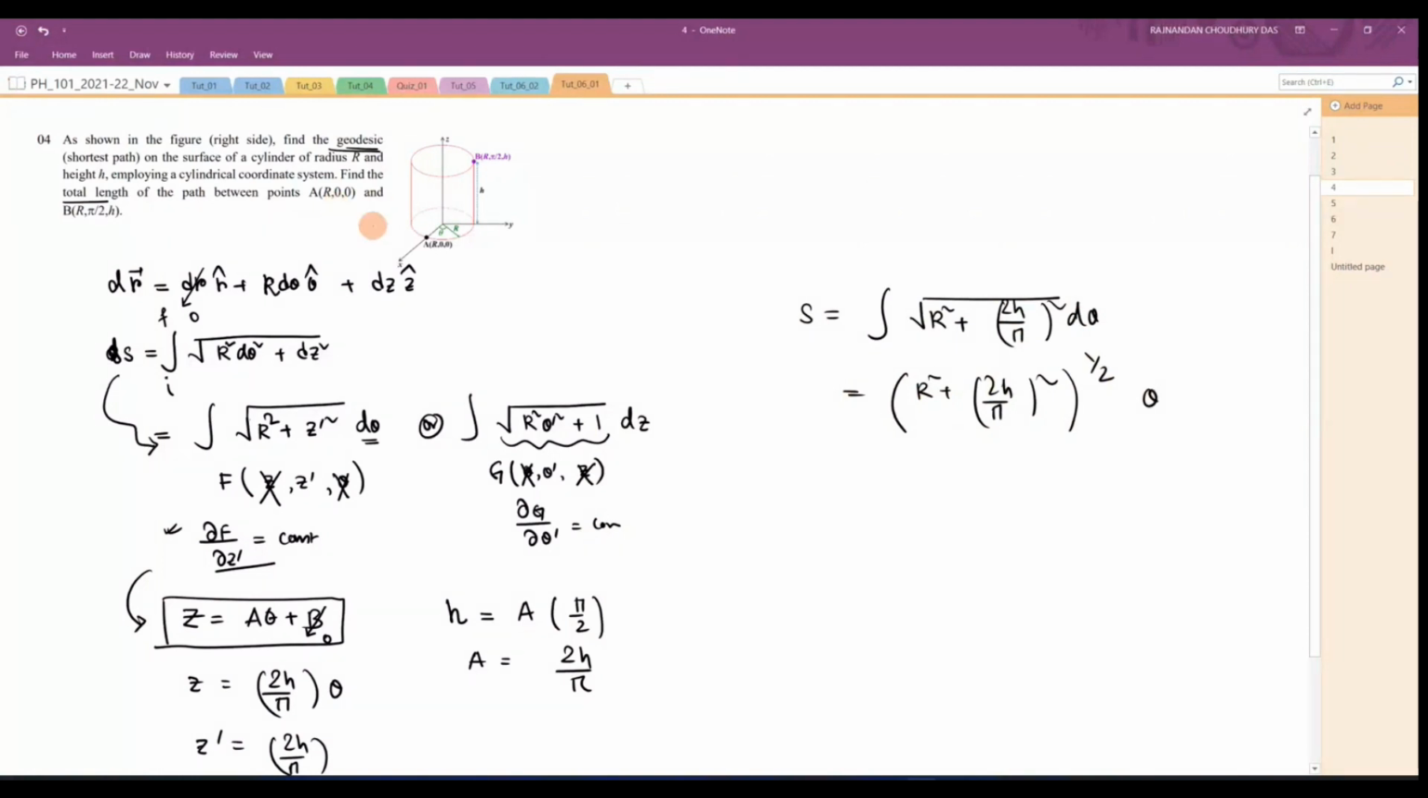And what is the... Excuse me, bhaiya. हाँ बोलो. How are we getting A equal to 2h by pi? Can you tell once more?